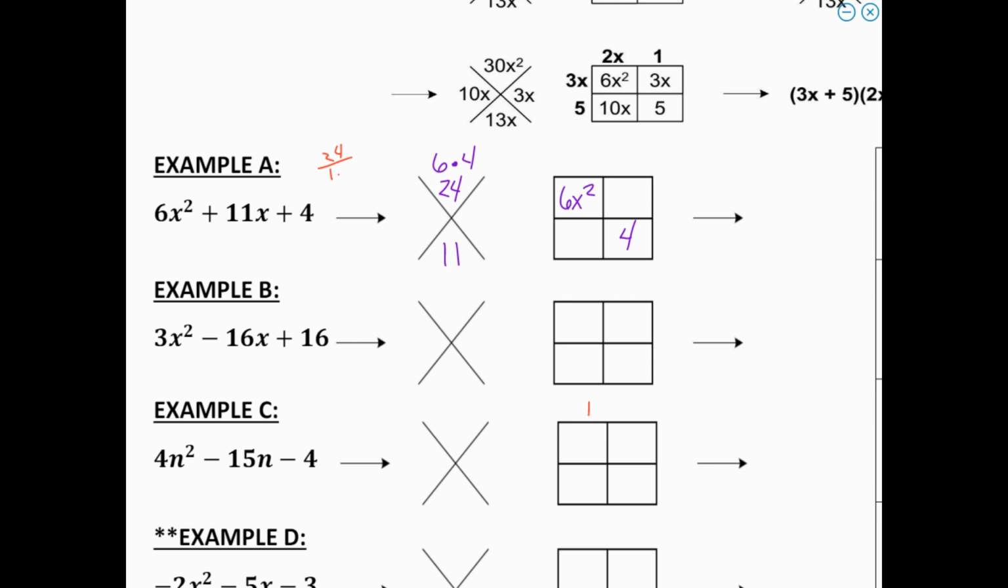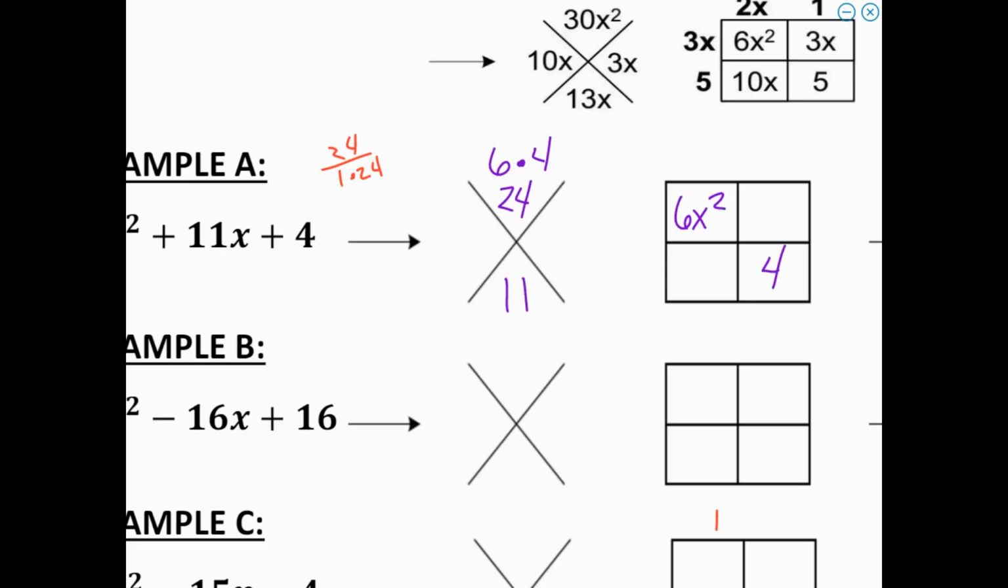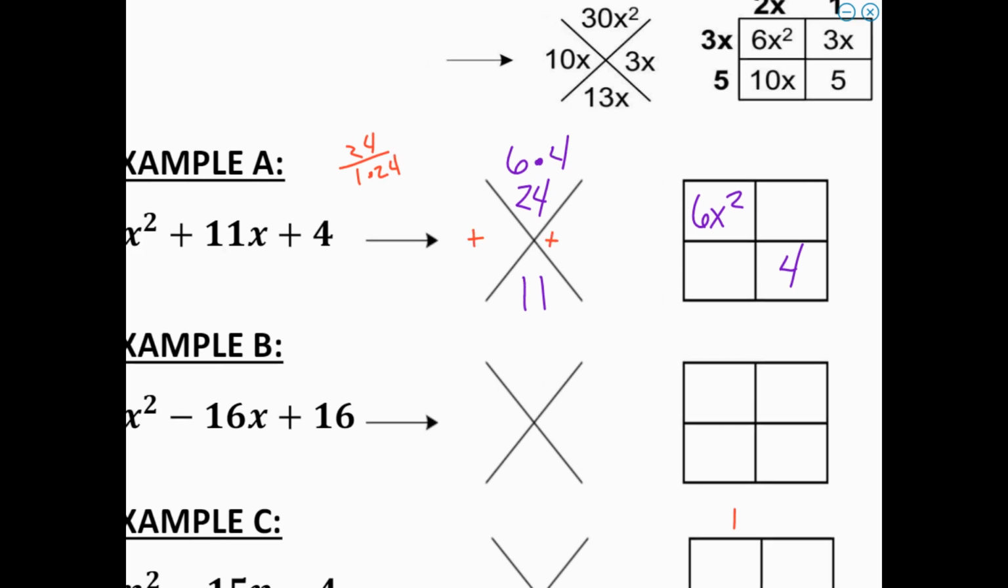So 1 times 24, because you've all been pretty fast about figuring them out without making a list. But some people can't figure them out that fast, so I'm going to give them a method to use. So 1 times 24, I know that these have to be the same sign, right? We already discussed that. So these have to be both positive because my 11 is positive and my 24 is positive. So does 1 plus 24 give me 11? No. So next, 2 times 12. Does 2 plus 12 give me 11? No. 3 times 8. Does 3 plus 8 give me 11? Yes. Okay, so we know that we're going to use 3 and 8.